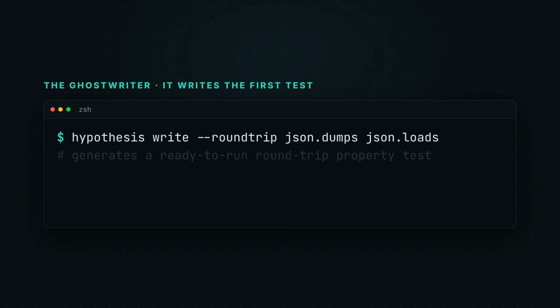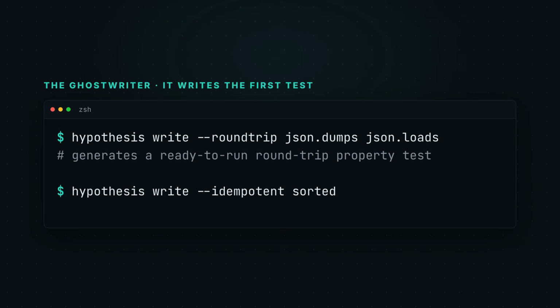You don't even have to write the first draft. Hypothesis ships a Ghostwriter right on the command line. Tell it that JSON dumps and JSON loads form a round trip, and it writes the property test for you. Tell it sorted is idempotent, and it writes that one too. It's the fastest way to go from an untested function to a real property test. You read it, tweak it, and keep it.